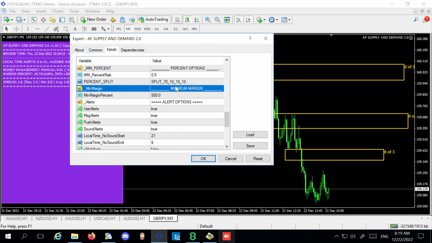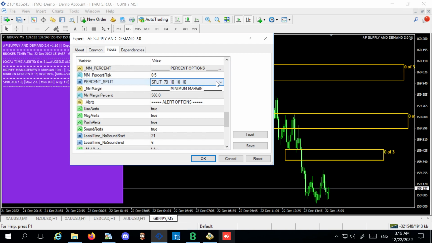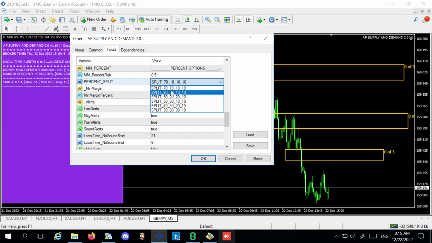The profit split is very, very simple. This feature I love a lot. For example, in AFSD 1.0, we had multiple take profit zones. With this, you can decide to take profit at 70%, then 10%, then 10%, then 10%. So eventually it makes up the 100.